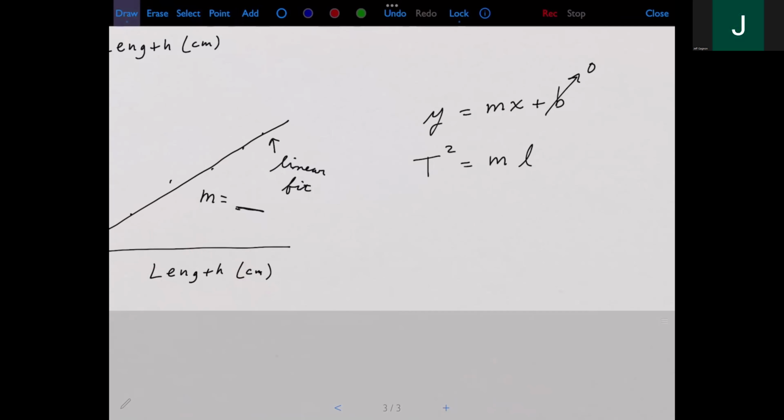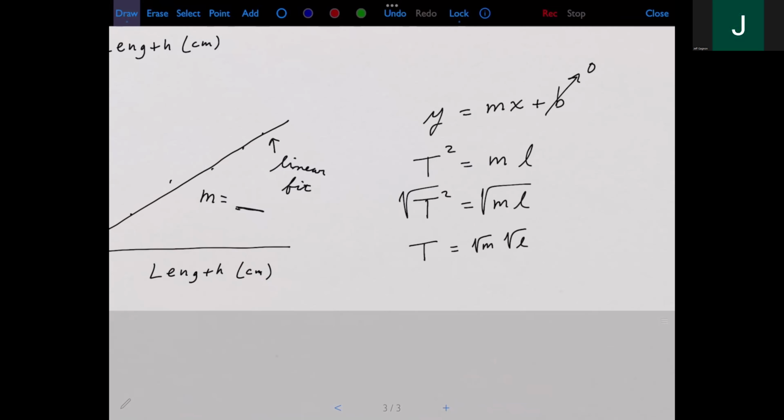What we want is the period as a function of the length. So the question is, how do we find the period if we know the period squared? Mathematically, how do we get the period if we have period squared? To do that, you simply take the square root of both sides. It's really plus or minus, but we're going to take the positive square root. I'm going to get T is equal to the square root of m times the square root of L, right?